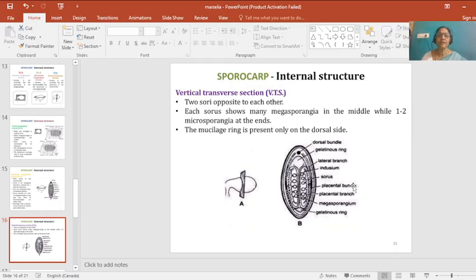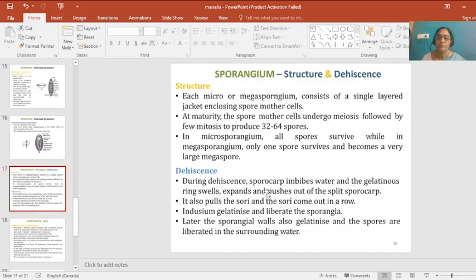In the vertical transverse section, the two sori are present opposite to each other, and each sorus has many megasporangia in the middle, while 1 to 2 microsporangia are at the ends. The mucilage ring is present on the dorsal and the ventral side.